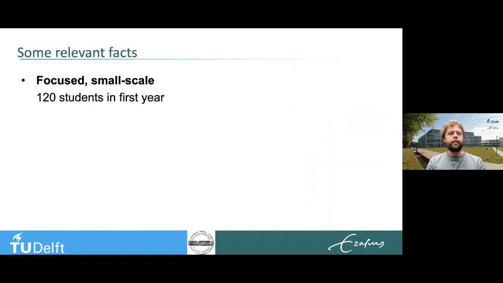Some relevant facts. We're a focused small-scale study. We have 120 students in the first year. We're an international bachelor, so there's a combination of Dutch and international students, and our main language is English.